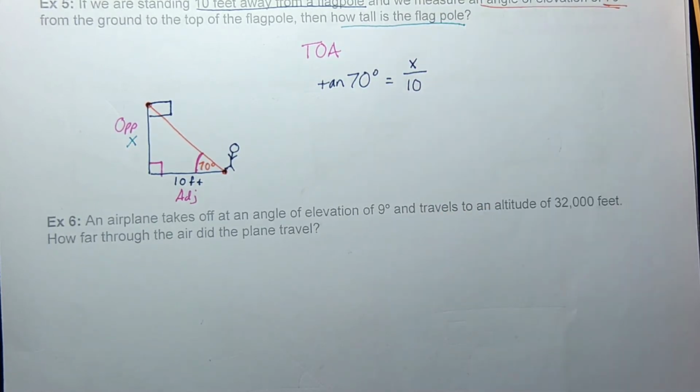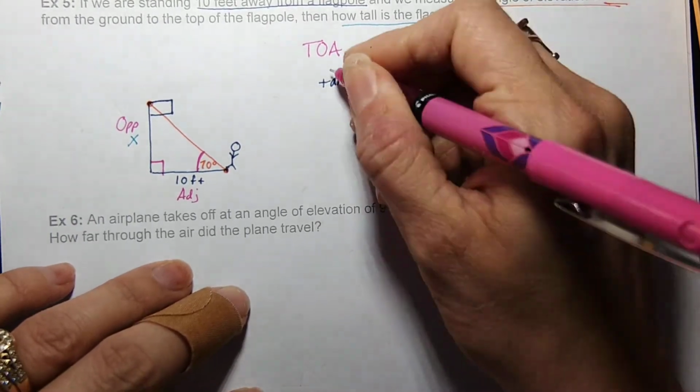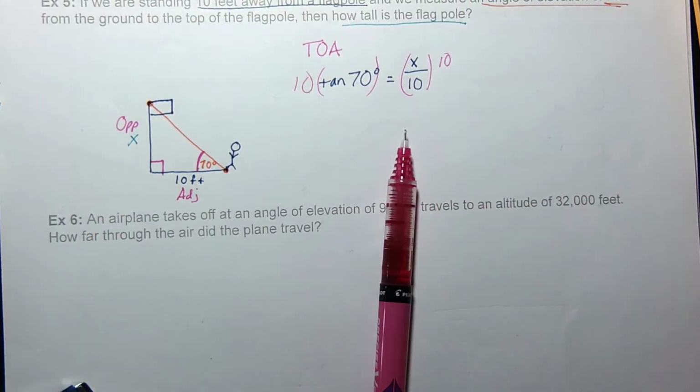What are we going to do to solve for X? Times it by who? The 10. Times it by 10 to isolate the variable. So times 10. Get out your calculators. Make sure you're in degrees.